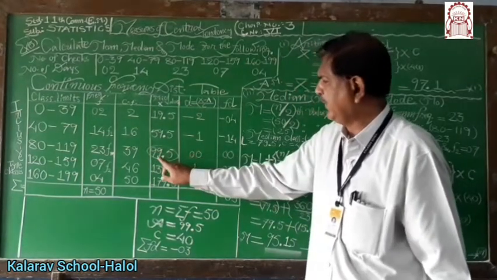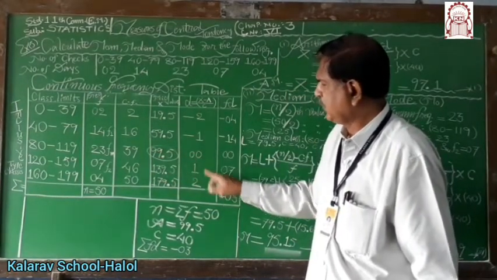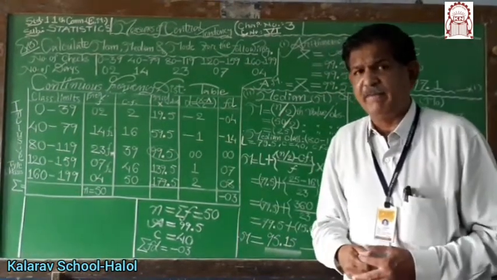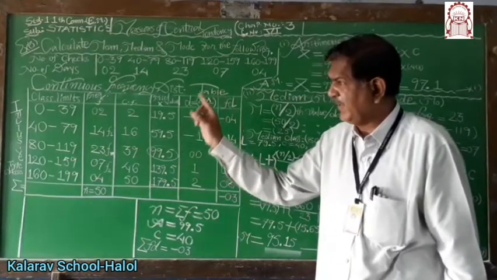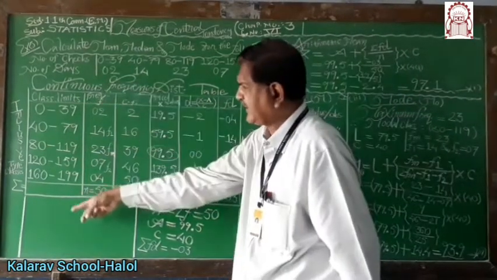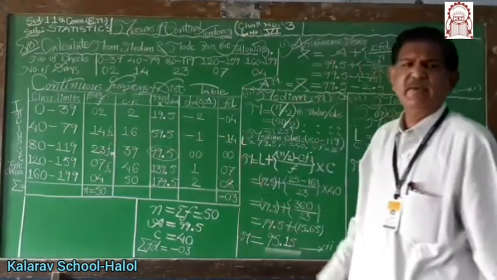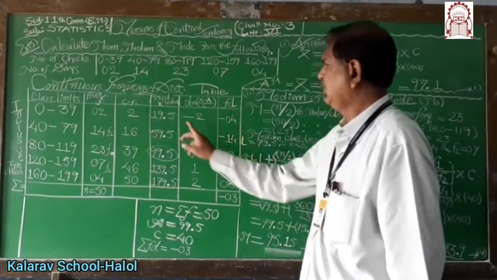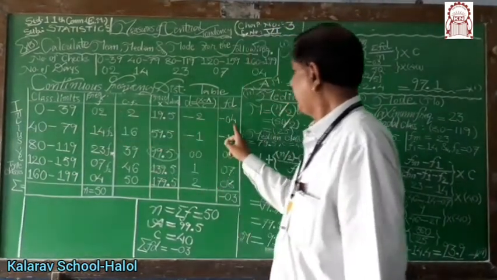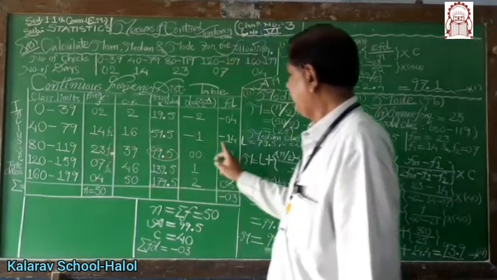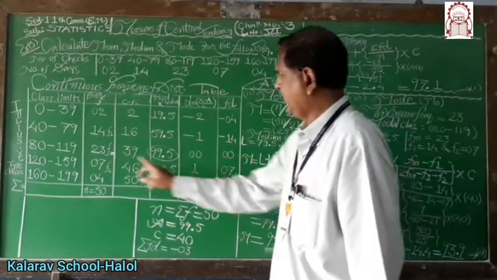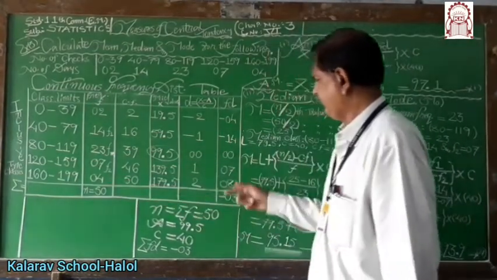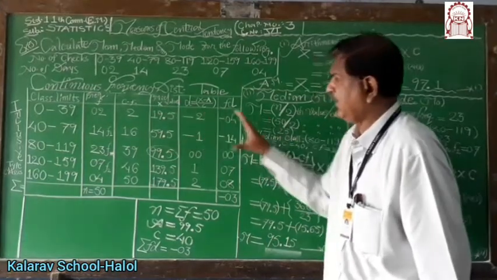Now D, assumed value 99.5: 1, 2, minus 1, minus 2. Be careful about the column of D. If the class interval remains the same for all classes, then this type of value can be written, otherwise not. F and D product: minus 2 into 2, minus 4. Minus 1 into 14, minus 14. 0 multiplied by any number is 0. 1 into 7 means 7, and 2 into 4 gives 8. Prepare this table, complete this table.